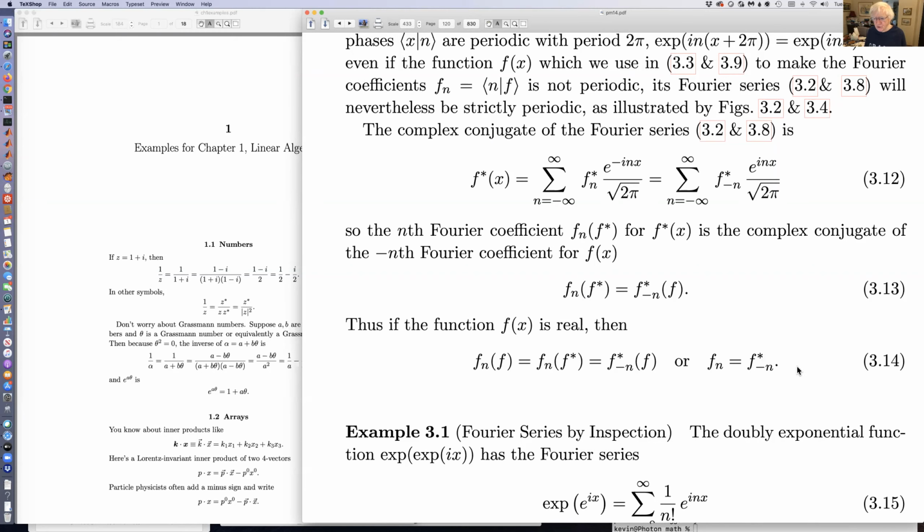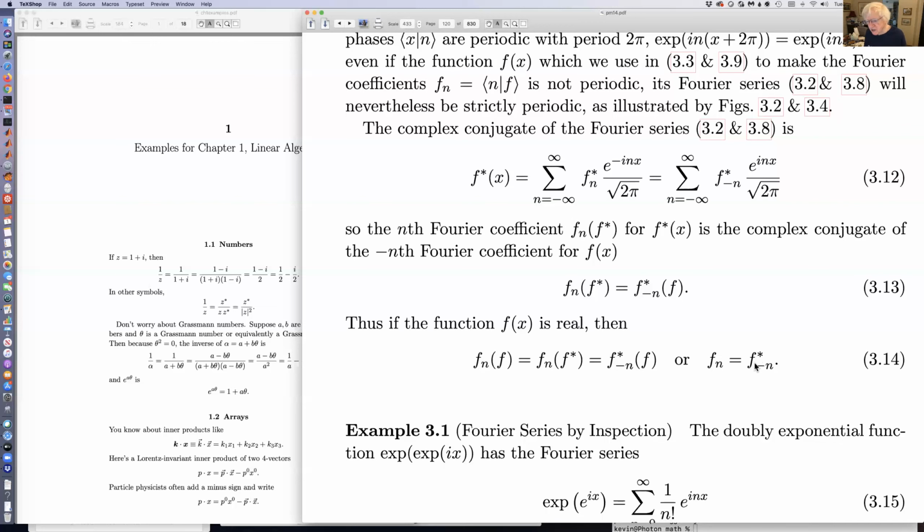Wait a minute, the function is real. Oh, I'm sorry, is the complex conjugate of the nth coefficient. So let me say that again, since it's a little bit confusing. The nth coefficient of the real function is the same thing as the nth coefficient of its complex conjugate because the function is real. But the nth coefficient of the complex conjugate is the complex conjugate of the minus nth coefficient of the function. So now you take this one equal to that, and you get this rule. That's actually quite a useful rule.